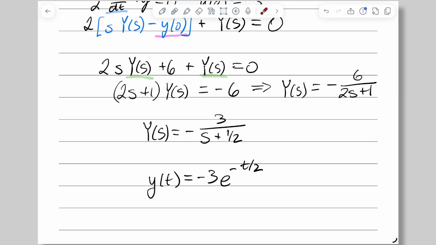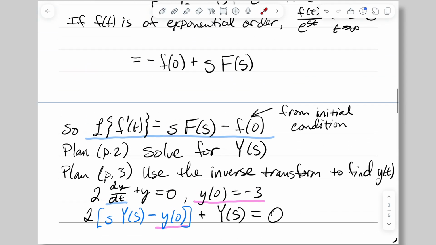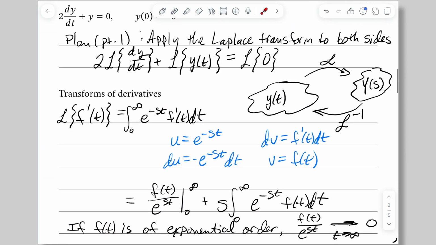Now that we've seen the process, I want to step back and talk about it. I'm going to go back to this diagram here. We started in a land of t's. We Laplace transformed and found a land of s's, and then we brought it back to the land of t's.